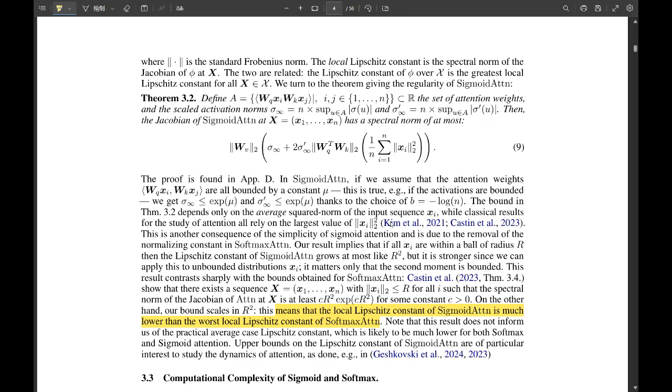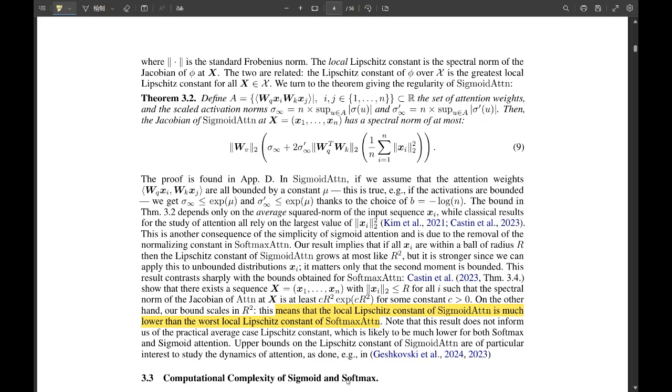But let's be honest, even with all these fancy techniques, what good is a powerful AI model if it takes forever to actually do anything? Yeah, you're absolutely right. Efficiency is key, especially as we're dealing with increasingly massive models and data sets. Exactly. So is sigmoid attention doomed to be slow and clunky? Not necessarily. That's where this implementation called FLASHSIGMOID comes in.